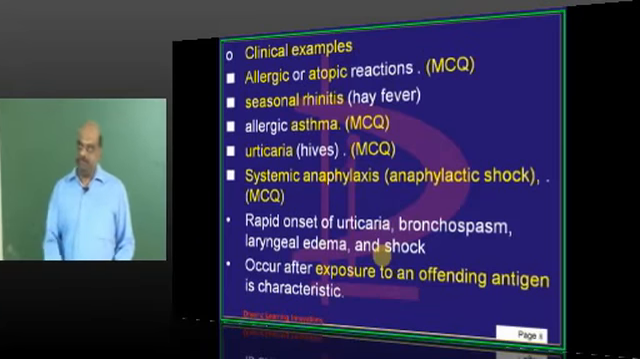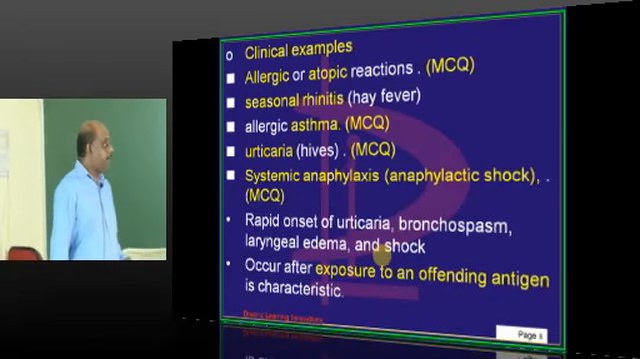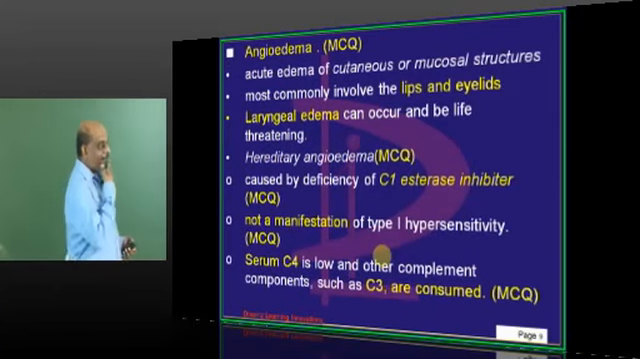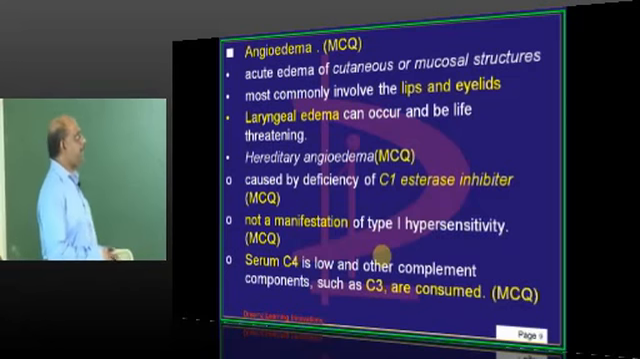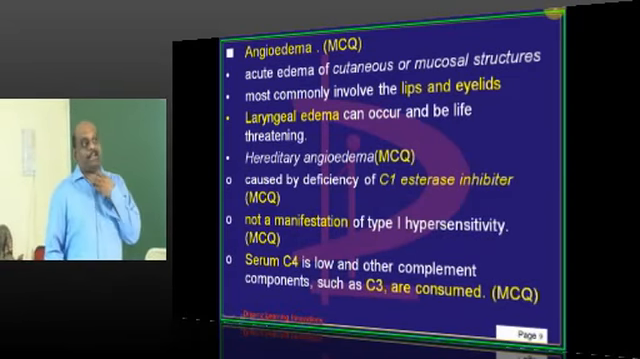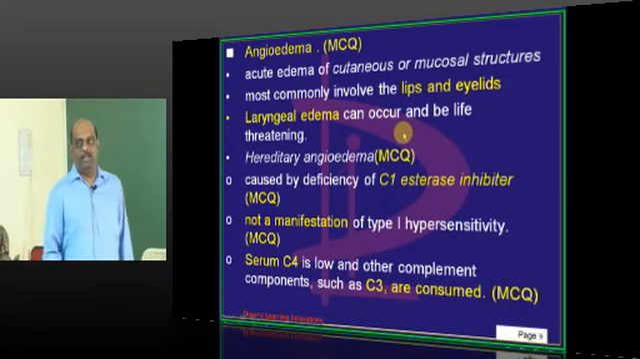So doctor, the exposure to the offending antigen is a predisposing factor for that. Then angioedema is another expression where the lips, eyelids, laryngeal edema all develop in the people who are having type 1 hypersensitivity.